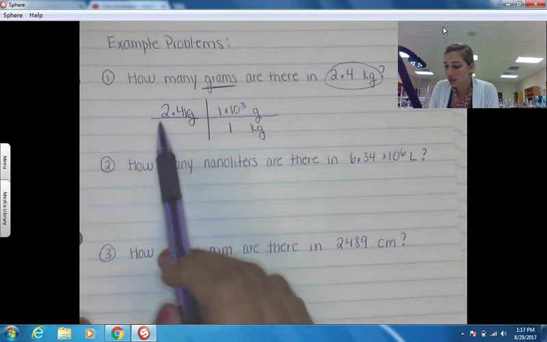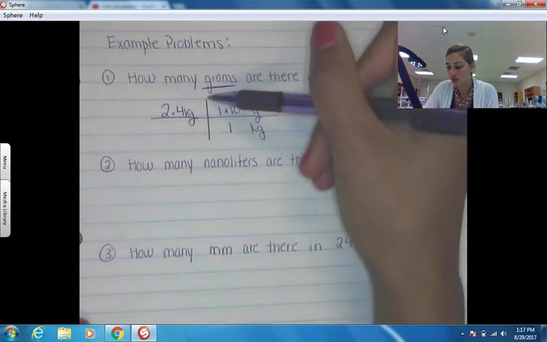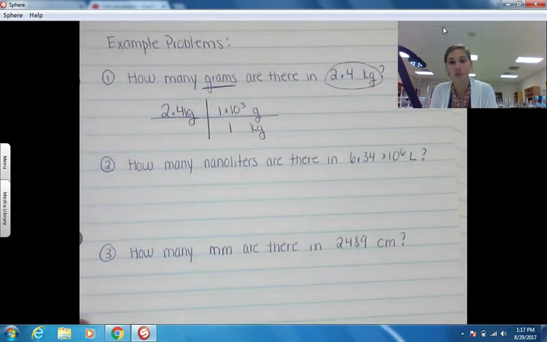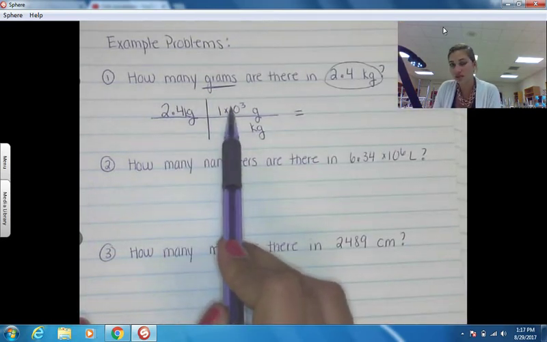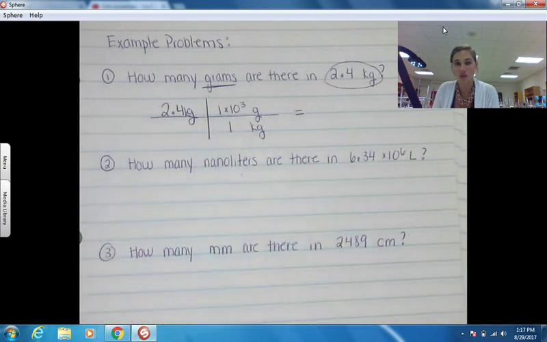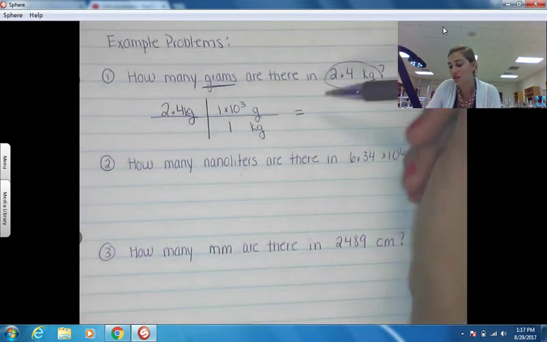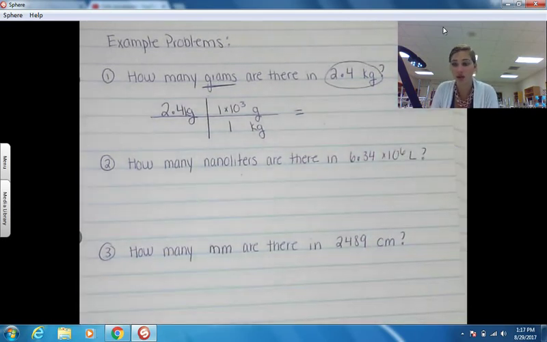Now we just said that this horizontal line is like a division sign. This vertical line is like a multiplication sign. So what you want to do is everything that's on top, you want to multiply together and get an answer. Everything that's on the bottom, you want to multiply and get an answer, and then divide top by bottom. Here on the bottom, we only have a 1, so that makes our life a little bit easier.